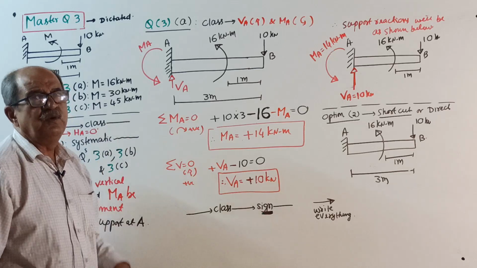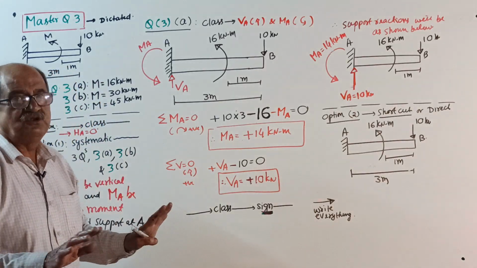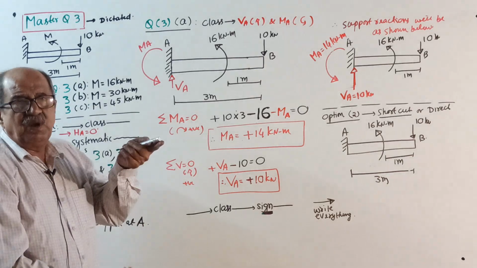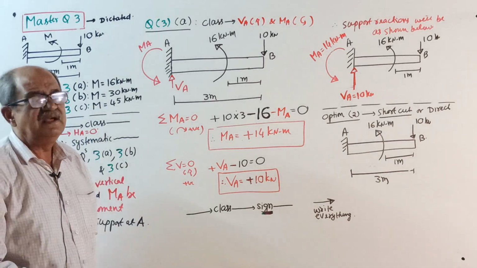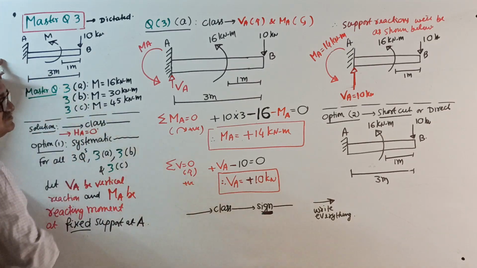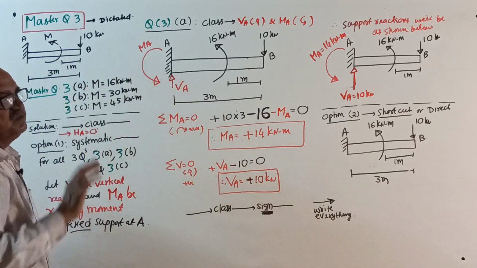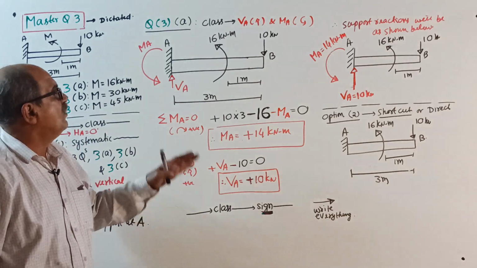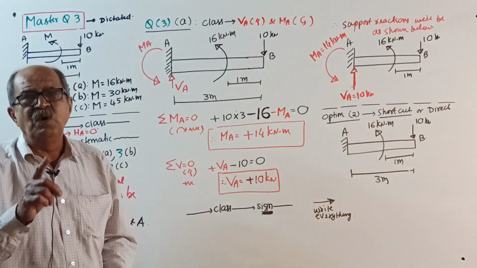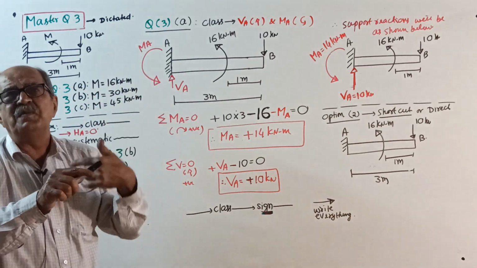First, we will go for reactions. At the fixed support, there will be a horizontal reaction, a vertical reaction and a reacting moment. Here, you write, let HA be the horizontal reaction. Sigma H equal to 0, so HA equal to 0, over. Now in this class, we will not discuss the horizontal reaction. Now our most important concern is the vertical reaction and reacting moment.